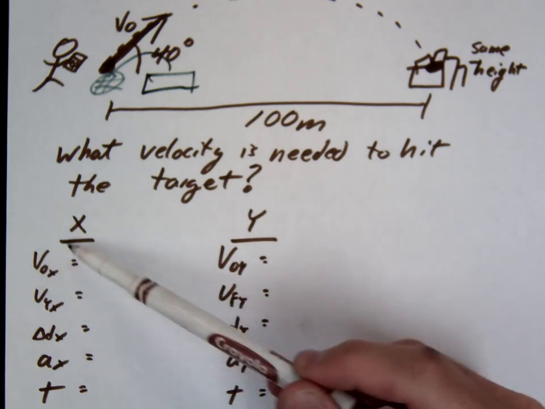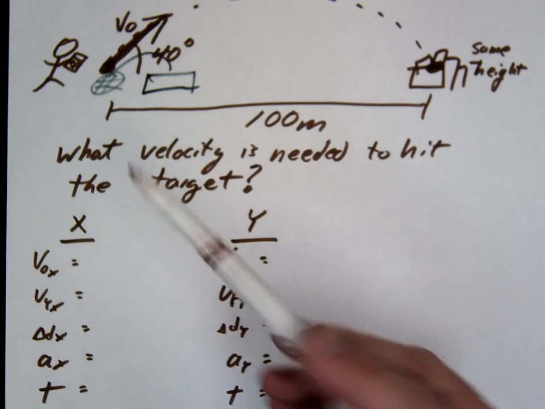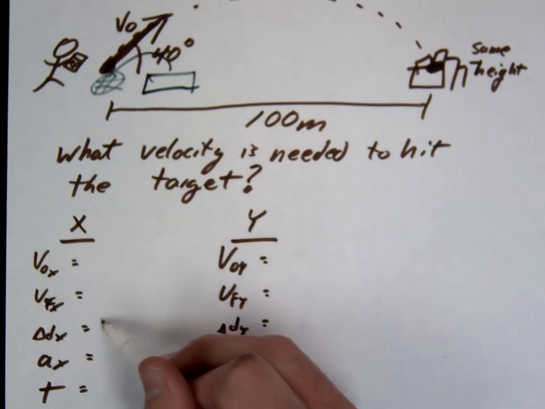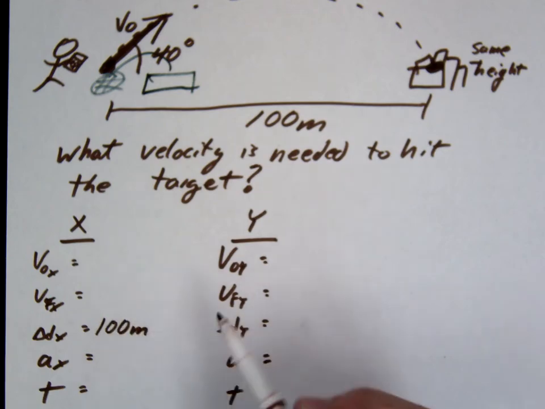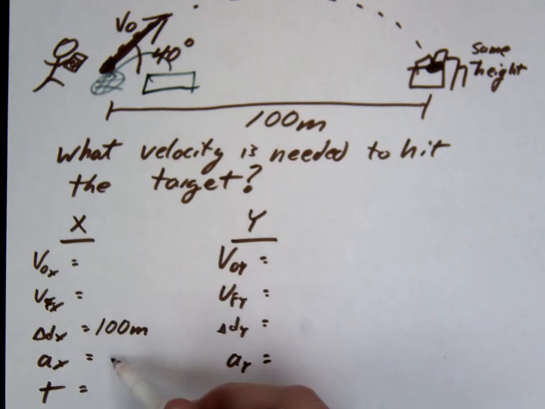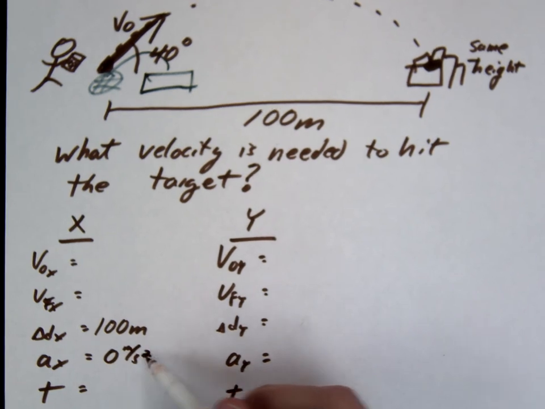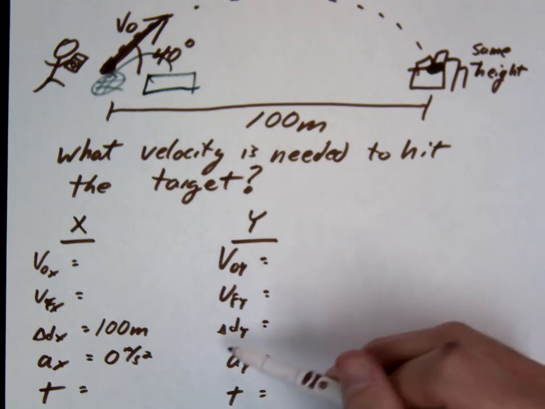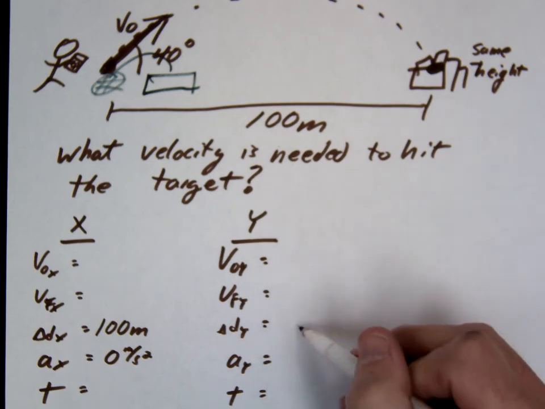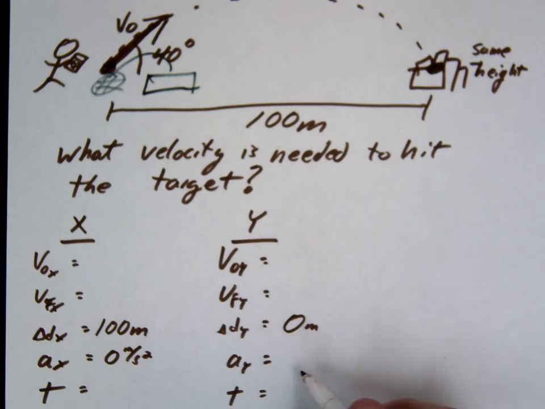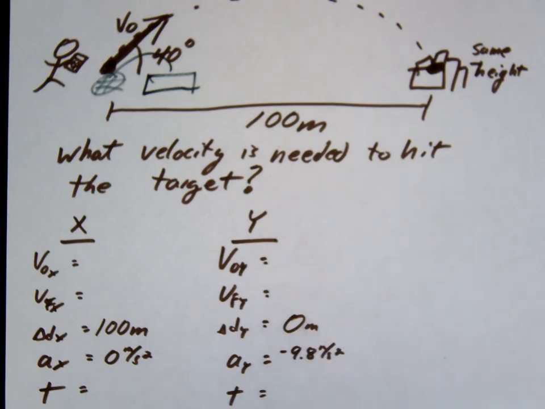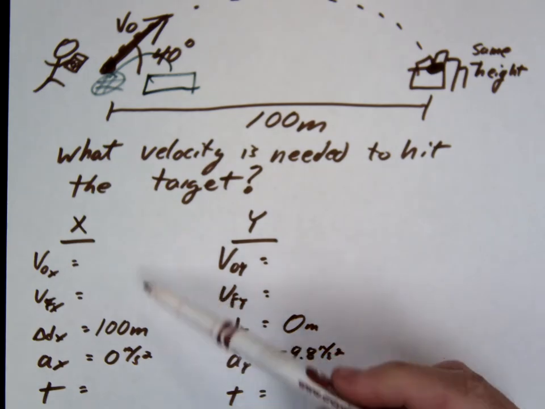Do we know the initial velocity? Do we know the final velocity? Do we know the displacement? Do we know the acceleration? Time? V initial y? V final? dy? ay? And t? Unknown. So we have a dilemma, right?